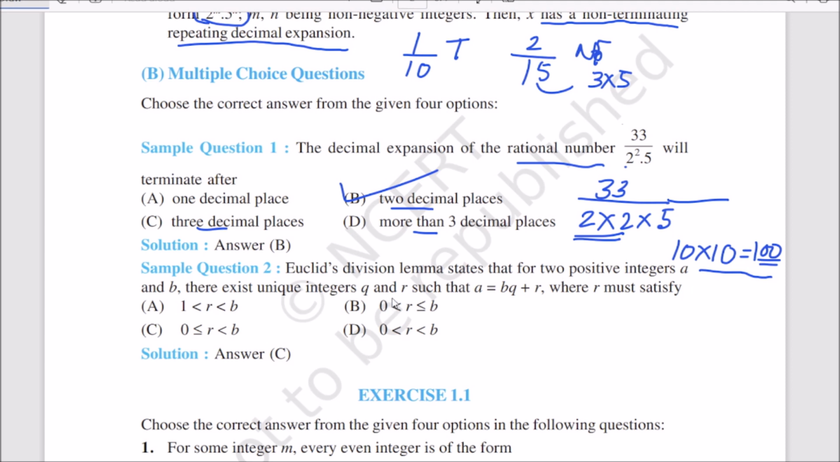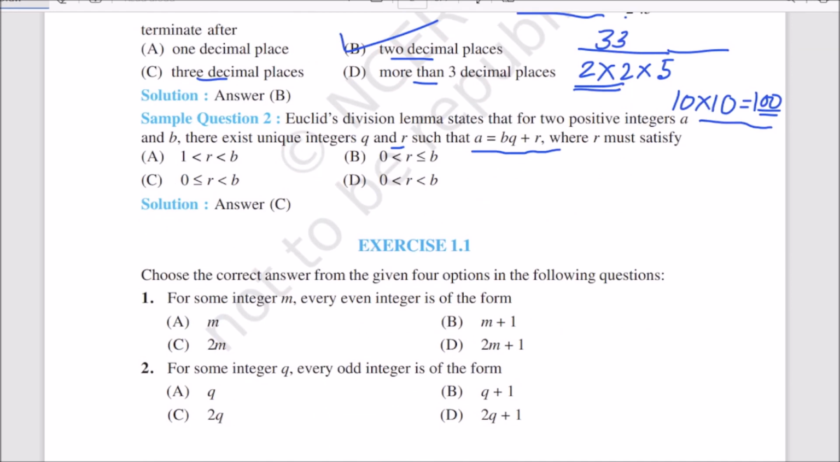Now sample question 2. Euclid's division lemma states that for two positive integers a and b, there exist unique integers q and r such that a is equal to bq plus r, where r satisfies the condition. This is just the lemma stated directly. So you have to remember that r should be greater than or equal to 0 and less than b. So what will be the answer? C is the answer.